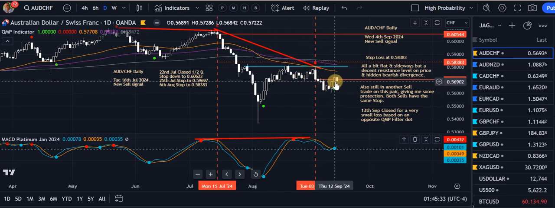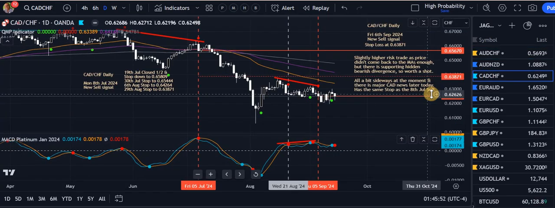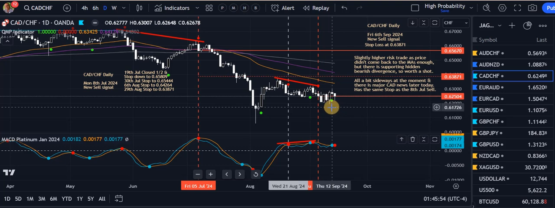It's a bit of sideways action, so I closed this trade. I've still got this sell on from the 16th of July, which I can't lose on, so I've just taken a small loss there. Now, someone asked why I took a small loss here on an opposite QMP filtered dot, and on the CAD Swiss, as we just switch to now, I didn't take the loss.